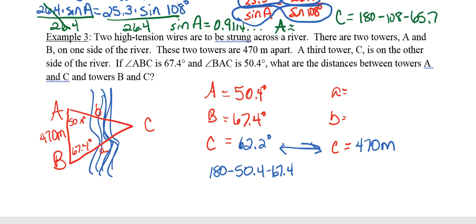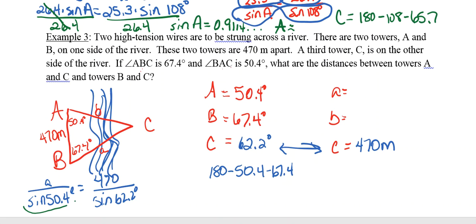Now the reason I needed to do that is, remember, I know side C is 470, so that's my pair that I have, my match, and I can use that to find both A and B for the sides. So we're going to go ahead and do that. So let's set up, find side A first. So A over sine of 50.4 equals, it's my degree sine, 470 over sine of 62.2.